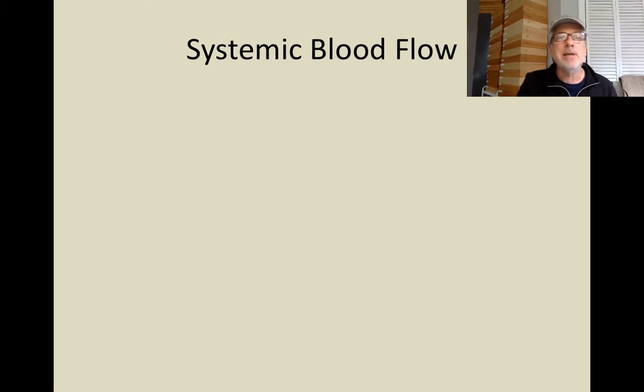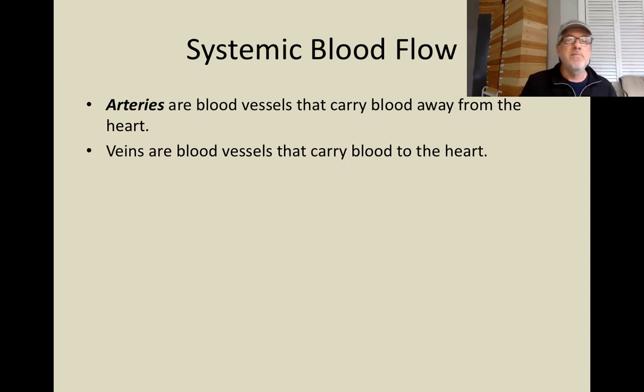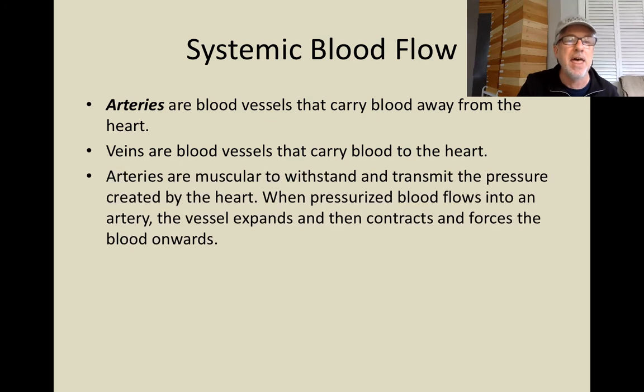Now let's talk about systemic blood flow. Arteries are defined as blood vessels that carry blood away from the heart. Veins are blood vessels that carry blood towards the heart. So that's the definition. You need to learn that.